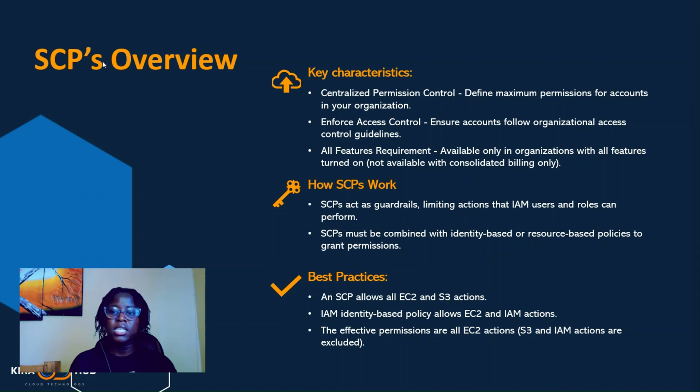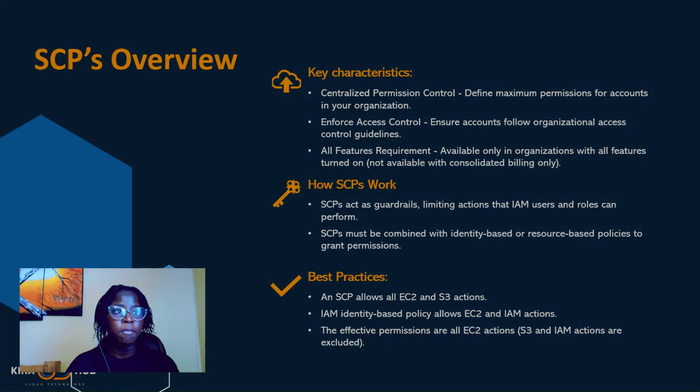So these are still policies, but they do not give permissions. They only define the maximum permissions that your accounts are allowed to use. So they have to be combined with identity-based or resource-based policies to grant permissions. Otherwise, you cannot use service control policies to grant permissions on their own. So we have an example over here where we have a service control policy that allows EC2 and S3 actions. And then we have an identity-based policy that allows EC2 and IAM actions. So we'll see the effective permissions.